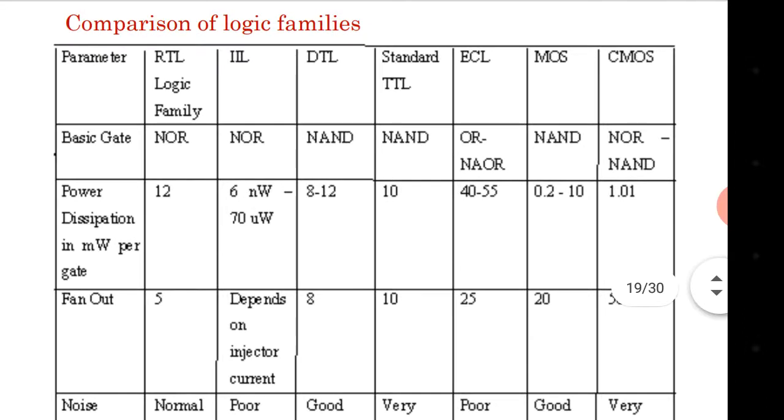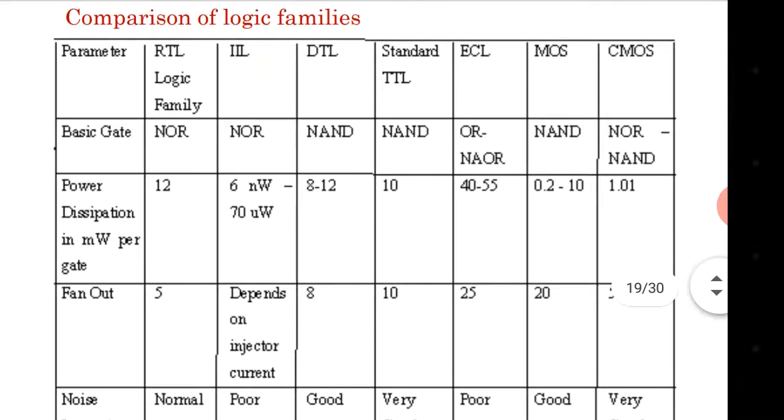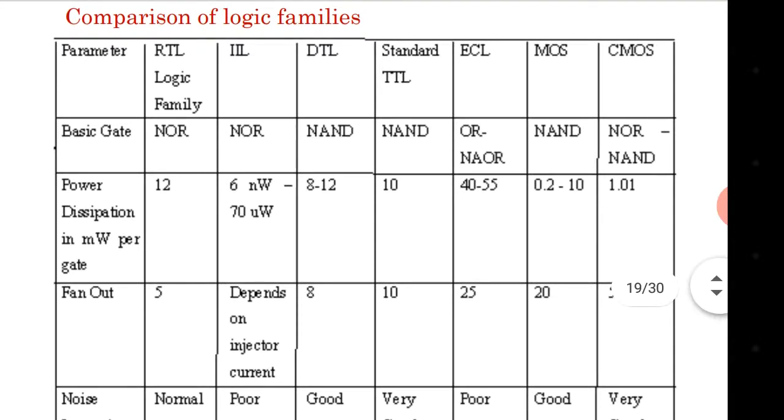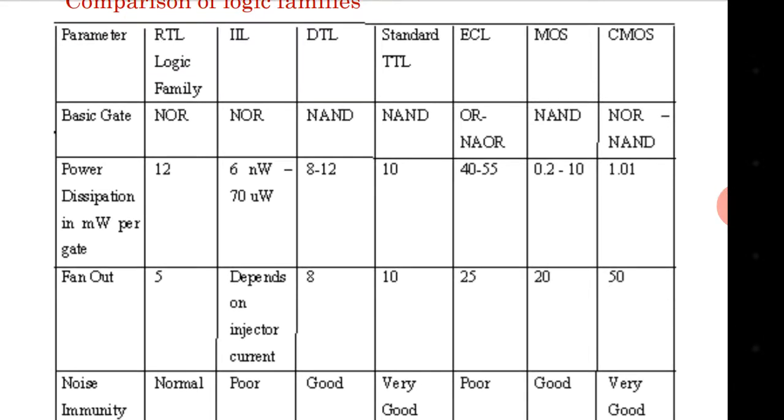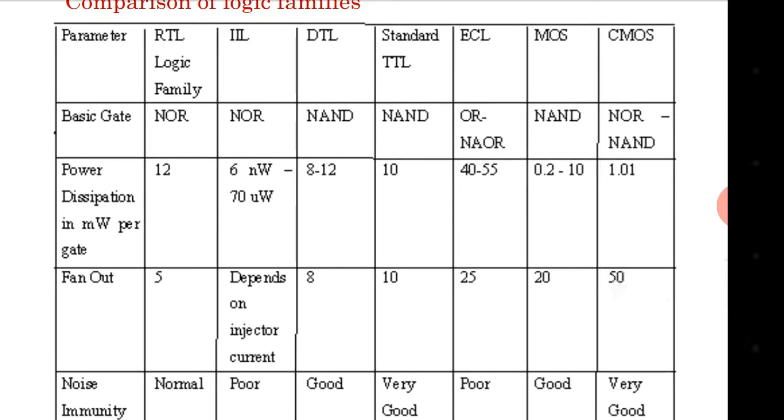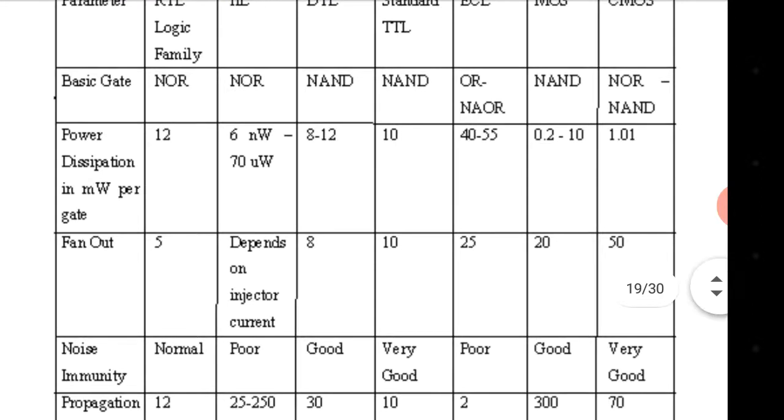Noise immunity. We will observe, in case of RTL it is normal, in case of I square L it is poor. DTL is good. Standard TTL has very good noise immunity, that is 0.4, that we will be discussing further. ECL has very poor noise immunity. For MOS and CMOS it is very good. So one of the advantages of CMOS is good noise immunity and higher fan out.